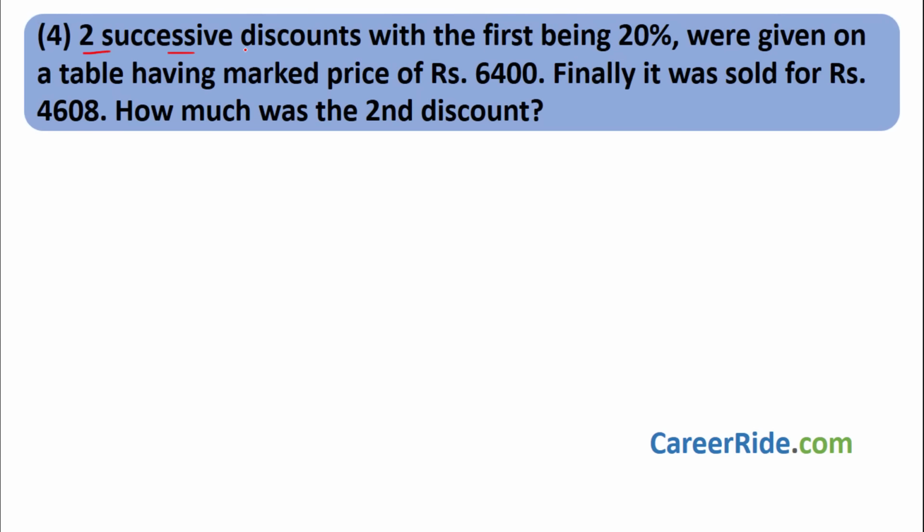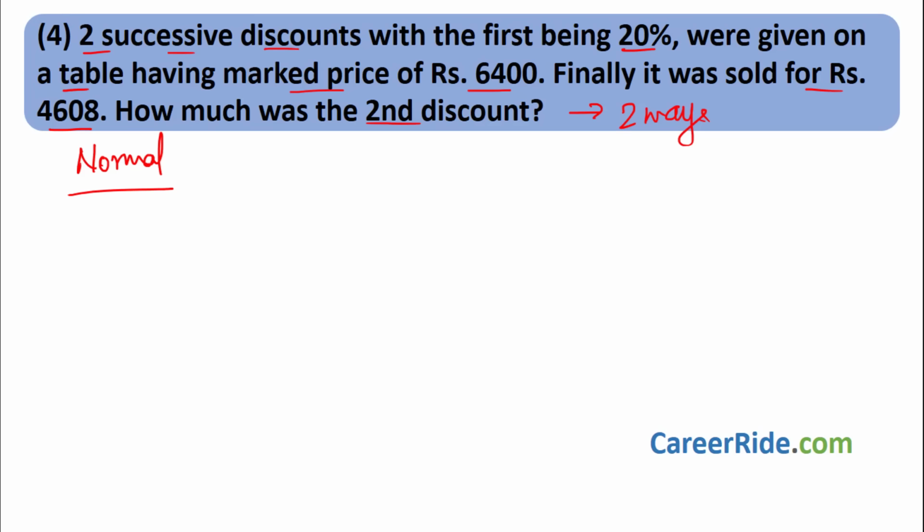Two successive discounts, with the first being 20%, were given on a table having a marked price of rupees 6,400. Finally, it was sold for rupees 4,608. How much was the second discount? Again, very easy. This can be solved in two ways, one by the successive discount formula and one by the normal way. Let's solve it by the normal way instead of the successive discount method.